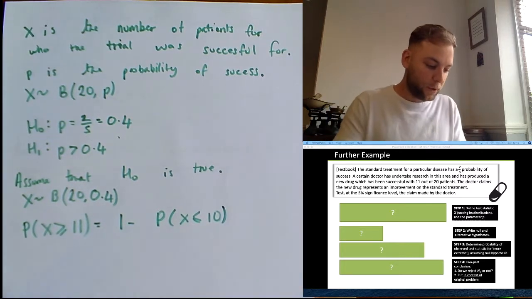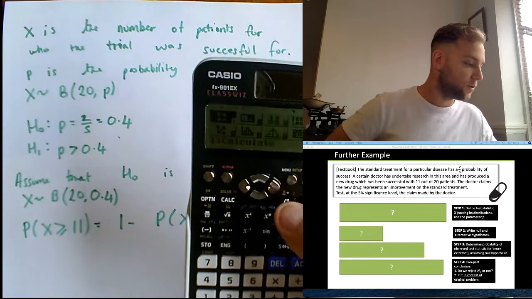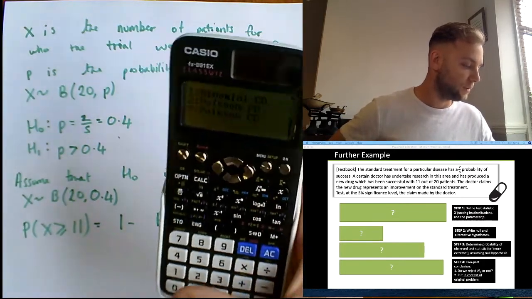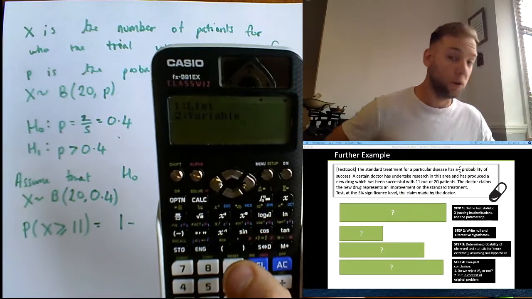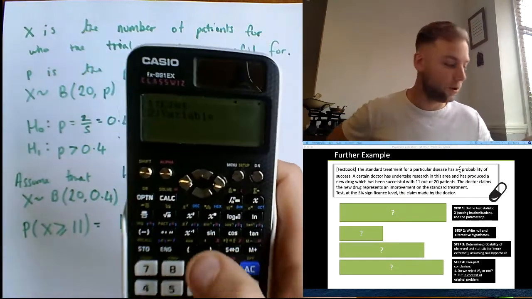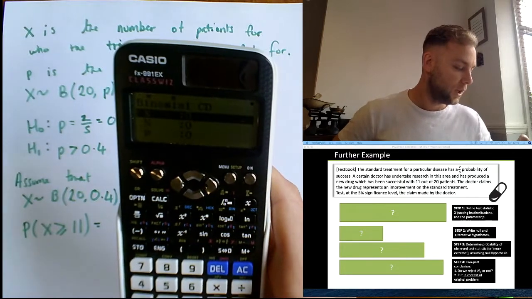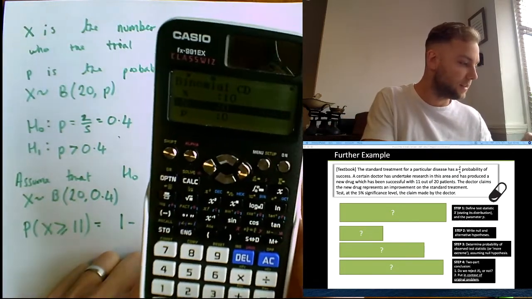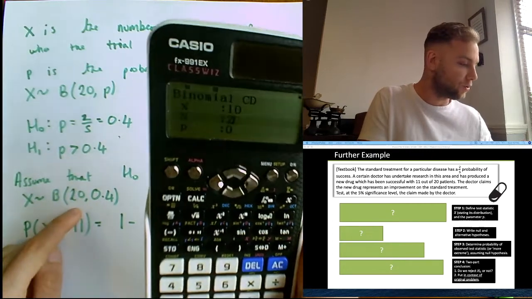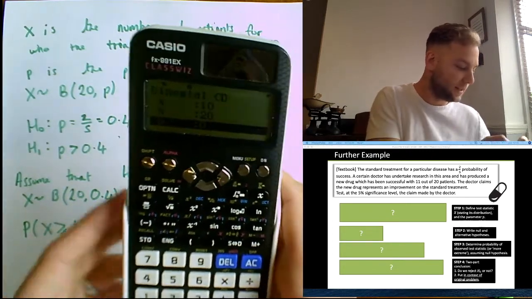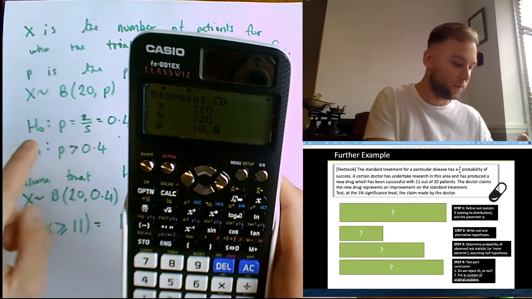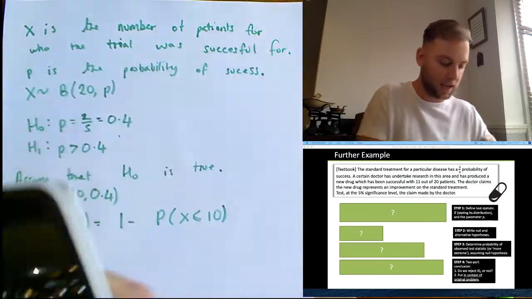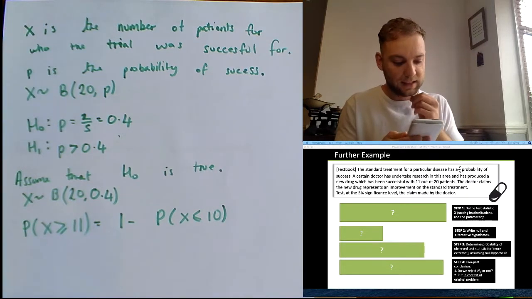So we go back to our calculator. We go to distributions, which is 7. We're going to go to binomial CD, which is 1 in this case. We only need to look at 1 here, so we're only going to go to a variable. We're setting x to be less than or equal to 10. Our number of patients was 20. And our probability in this case, we're assuming the null hypothesis, which is 0.4. And here we get a probability of 0.8724.